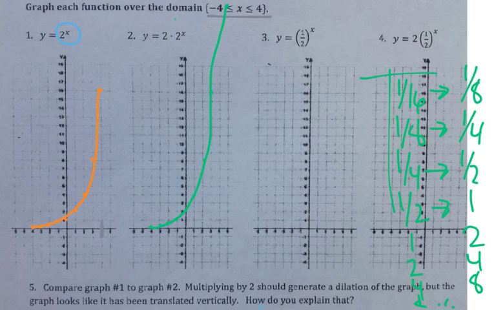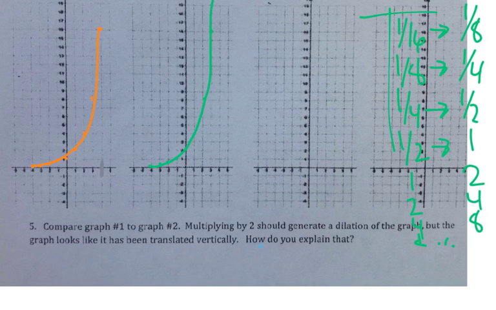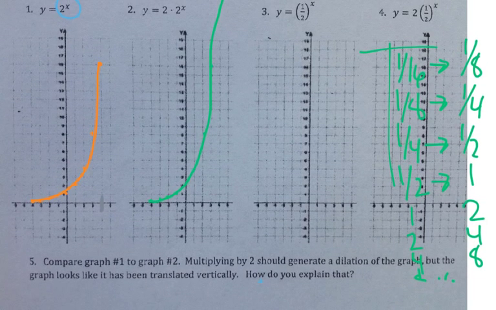Okay. So then look at number 5. It says compare graph number 1 and number 2. Multiplying by 2 should generate a dilation of the graph, but the graph looks like it has been translated vertically. How do you explain that? Okay. So translating vertically would be basically saying that we took each of these dots and we moved it up slightly. Maybe it'd be easier if I do it on the same page. Same graph anyway. Okay. So how do you explain that?